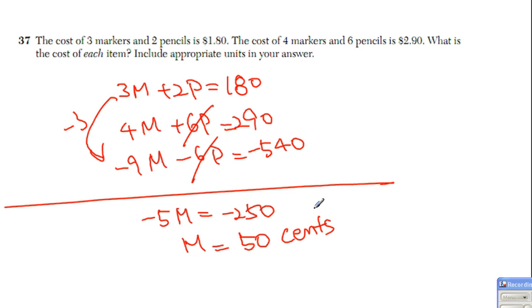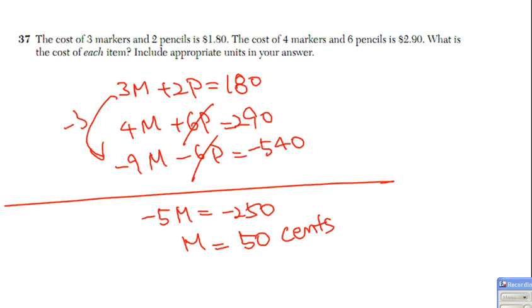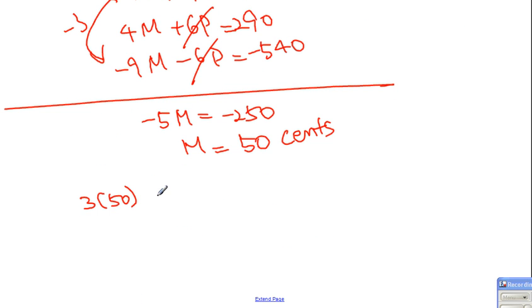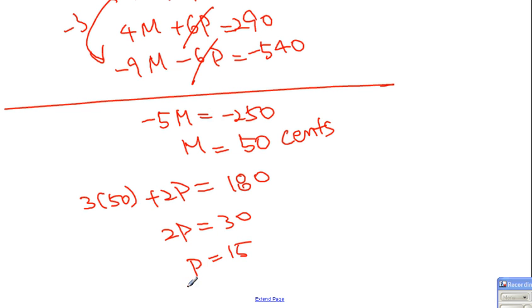Now, when you plug in 50 cents, we should be able to figure out the other value. Since 3 times the 50 cents plus 2p is equal to 180. So when you do that, then we end up getting 2p is equal to 30. When you divide by 2, p is equal to 15. Alright, that becomes our final answer for this question.